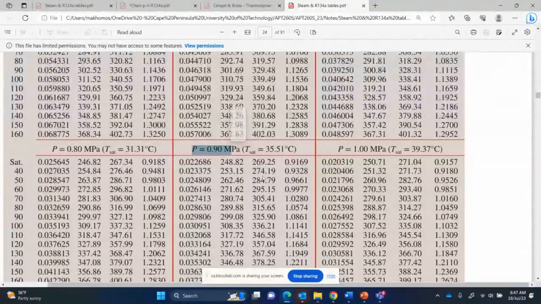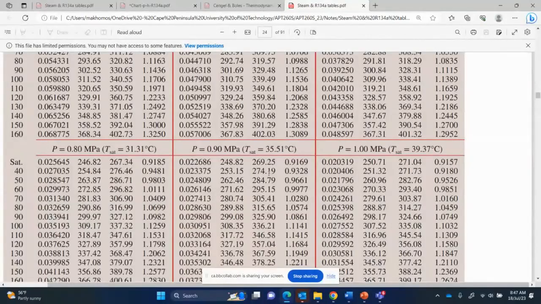Enthalpy is going to be here. So we are looking at 0.9554. So it's going to be between 0.9328 and 0.9661. That is our entropy. Our entropy is 0.94, so it's going to lie between 0.9328 and 0.9661, which means that our enthalpy is going to be between 274.19 and 284.79.